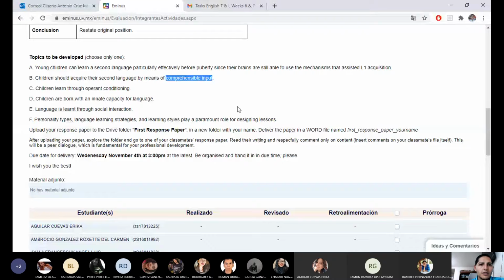Children should acquire the second language by means of comprehensible input. Agree or disagree? You're going to choose only one, but you have plenty of options. Next option for you: children learn through operant conditioning.